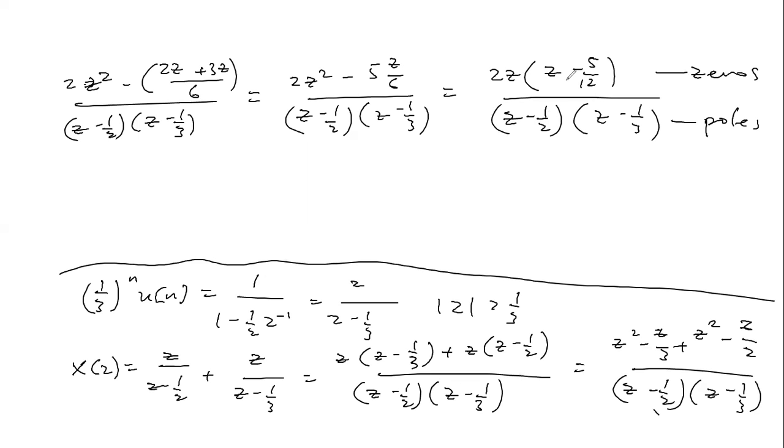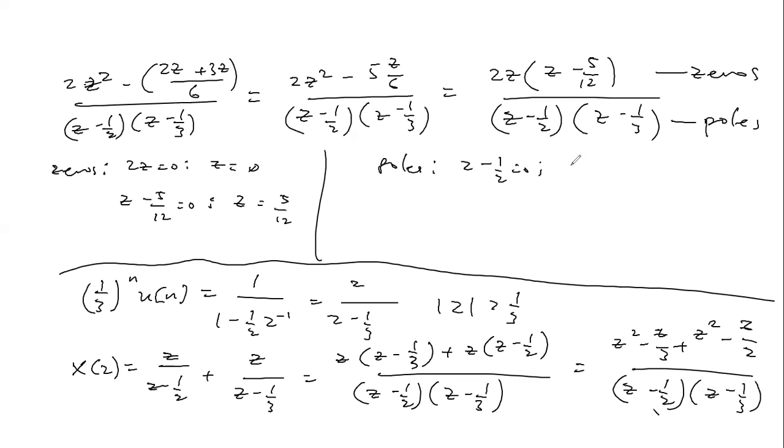So in this case, we are going to have some zeros and poles. For the zeros, 2Z equal to 0, so Z is equal to 0. And then also we have Z minus 5 over 12 is equal to 0, such that Z is equal to 5 over 12. Now for the poles, we have Z minus 1 over 2 equal to 0, such that Z is equal to 1 over 2. And Z minus 1 over 3 is equal to 0, such that Z is equal to 1 over 3. So zeros exist at Z equal to 0 and 5 over 12, and poles exist at Z equal to 1 over 2 and 1 over 3.